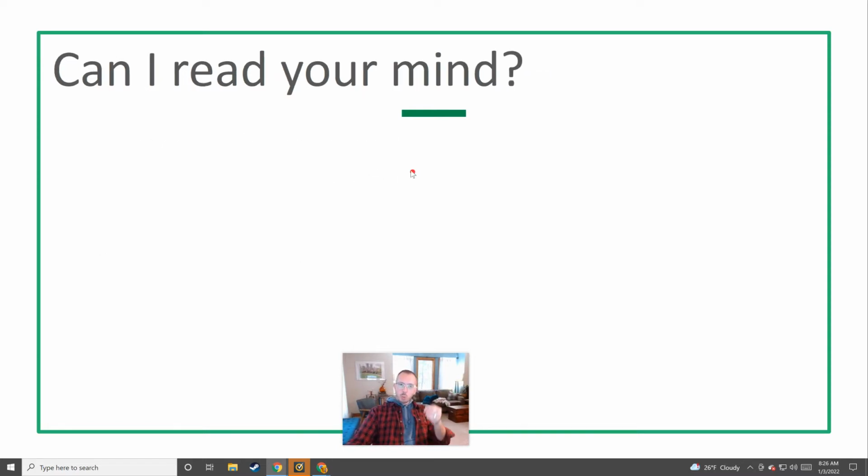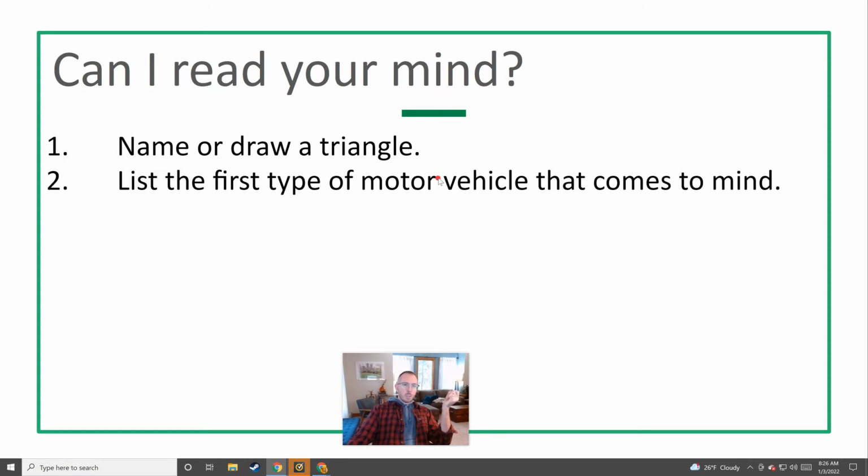To kind of show you how if you have a peripheral edge of your schema, you probably also have like a dead center point of your schema. Just answer these questions to yourself as we go through them. Think of a triangle or draw one. What's the first motor vehicle that comes to your mind? Go ahead and in your mind, just write a sentence.